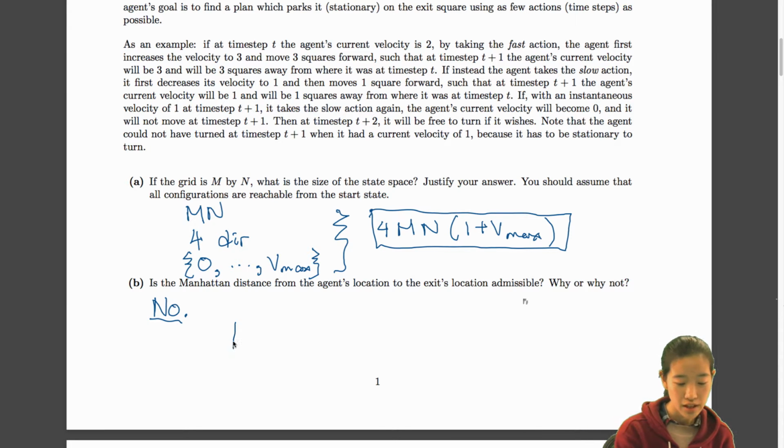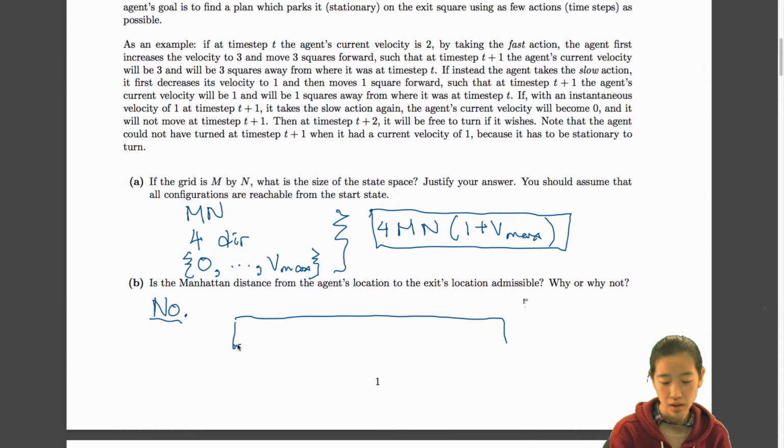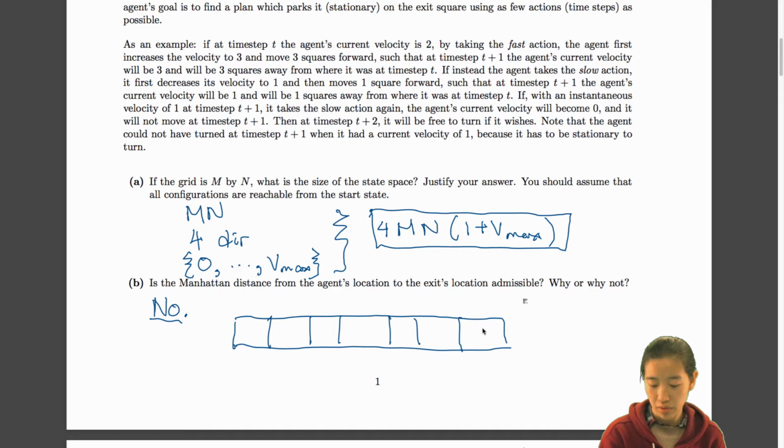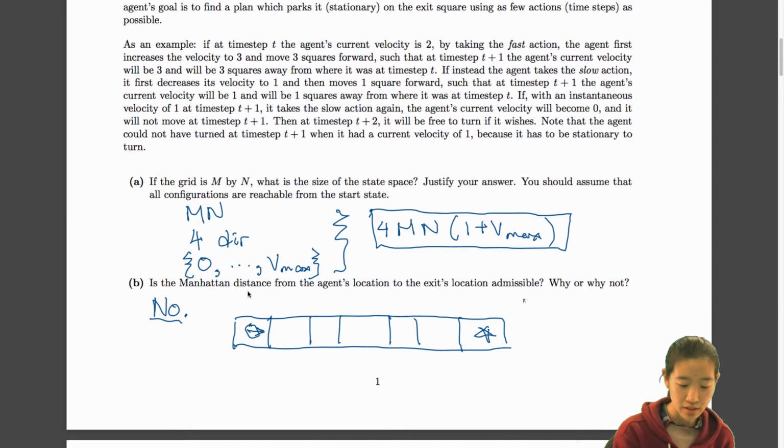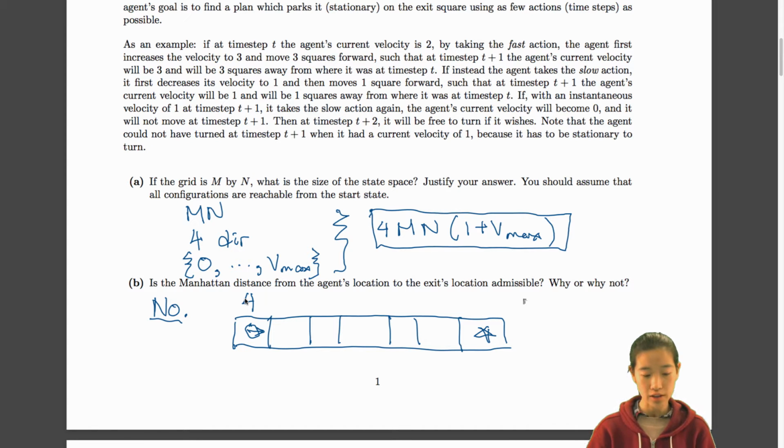For example, if we had a situation where we saw a long corridor with the agent 6 blocks away from the goal. We have the agent here, it is facing in this direction, and it wants to get to the goal. Assume that it had a velocity of 4 right now. It can choose a few slow actions such that it gets to the goal in time.